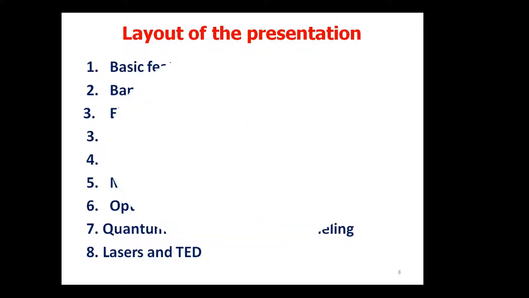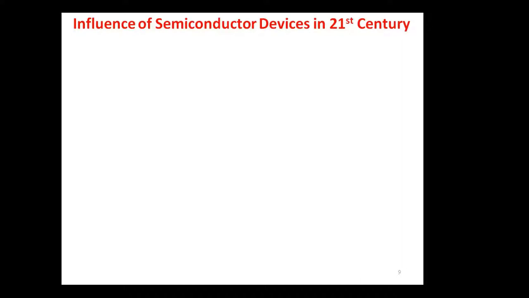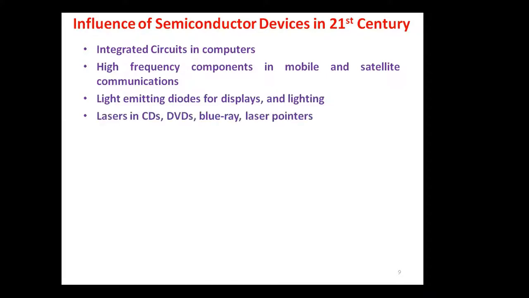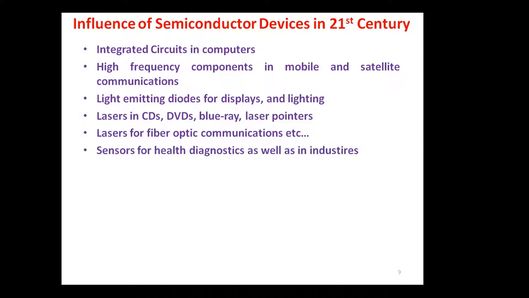So why semiconductor devices? They have a lot of influence in the 21st century. As all of you know, in all electronic gadgets, including computers and laptops, the main basic building block is the IC, which is made of semiconductor. Similarly, for high frequency components like mobile and satellite communication, we need these semiconductor devices, light emitting diodes for display and lighting, lasers for fiber optic communications, and nowadays different sensors for health diagnostics as well as in industry.